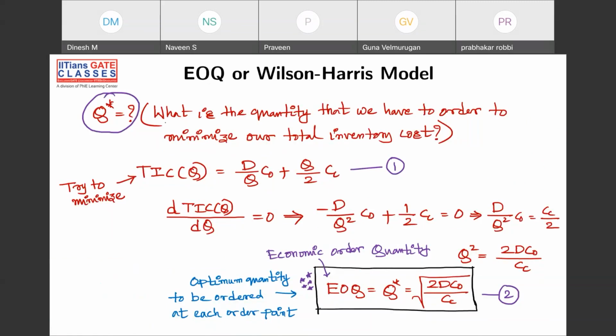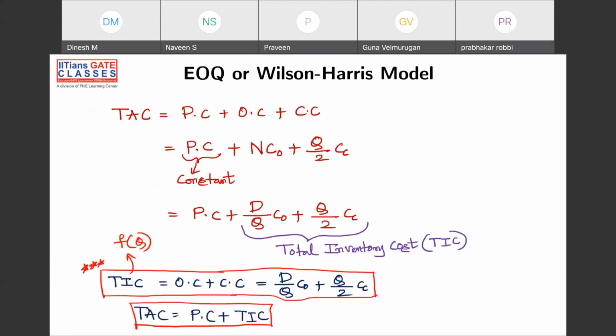Okay. So what is the quantity that we are going to order to minimize the total inventory cost? It is Q star. So why is it Q? Well, that is what we are trying to find. If you see in this equation, Q is the variable. And D is fixed, it is a deterministic model, D is fixed. C naught is fixed. We are not changing the delivery cost.